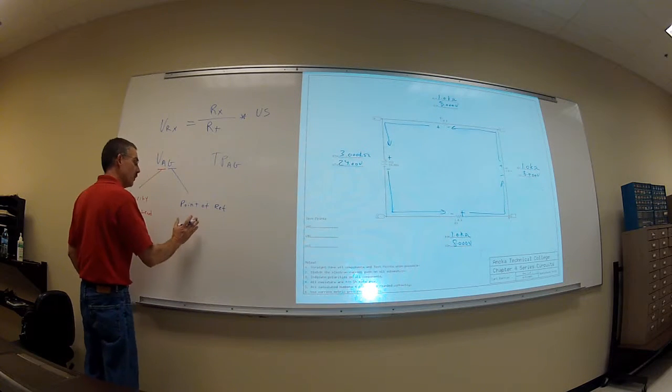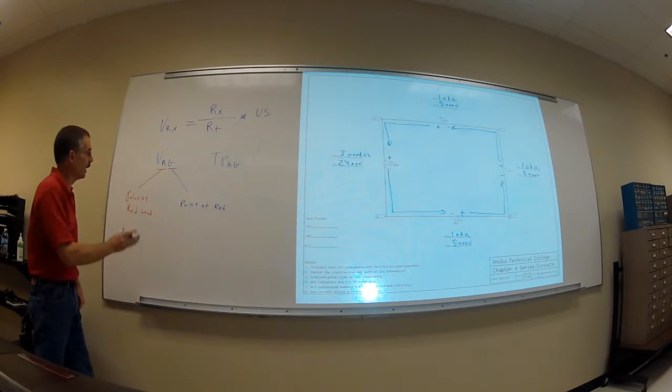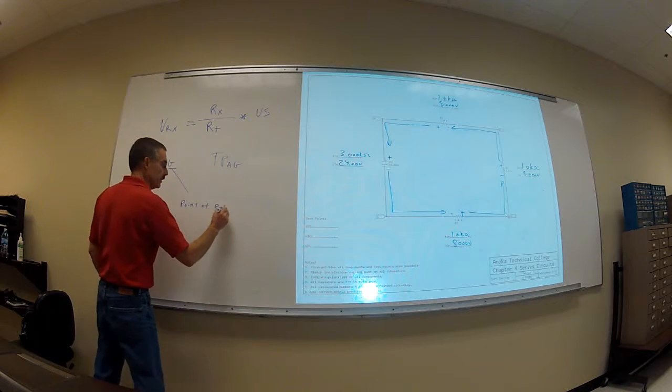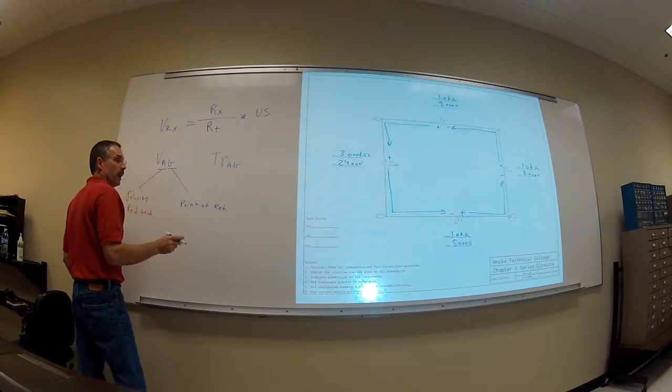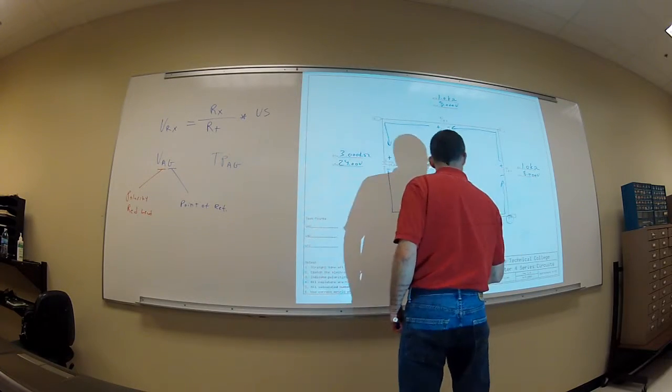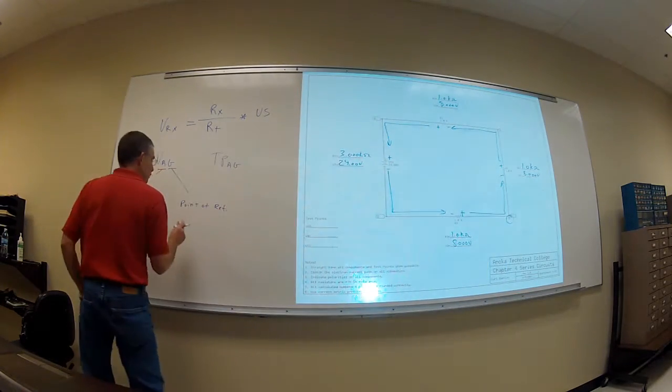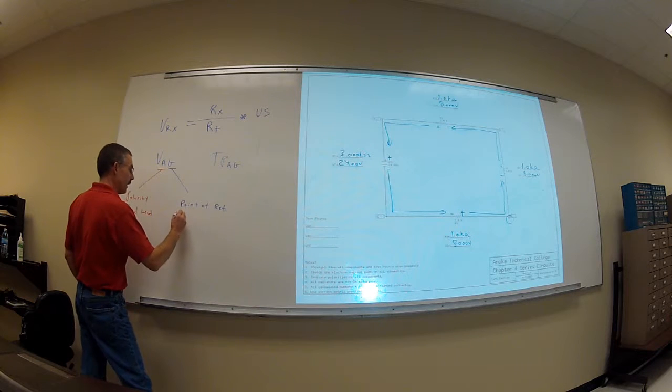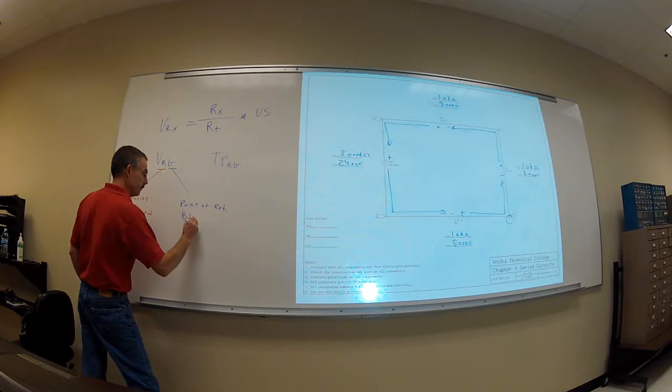Doesn't have to be our ground. It's whatever our test point identifies as our point of reference. It doesn't have to be our ground symbol here. It doesn't have to always mean that. And this is where our black lead is always going to go.